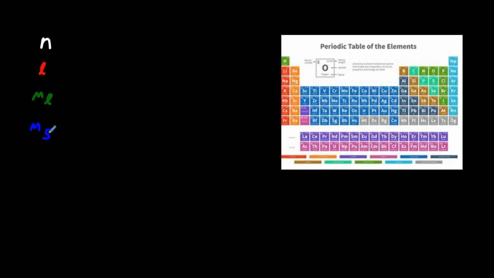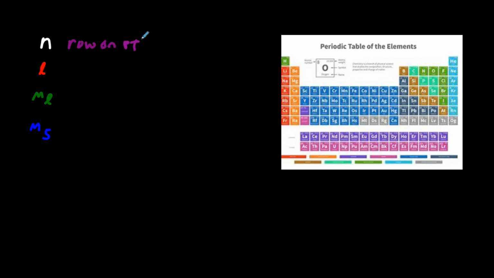So the n value corresponds to essentially the row on the periodic table that the element's in. The n value would be 1 for hydrogen, for magnesium it would be 3, for barium it would be 6. It just depends, obviously, which element you're talking about.